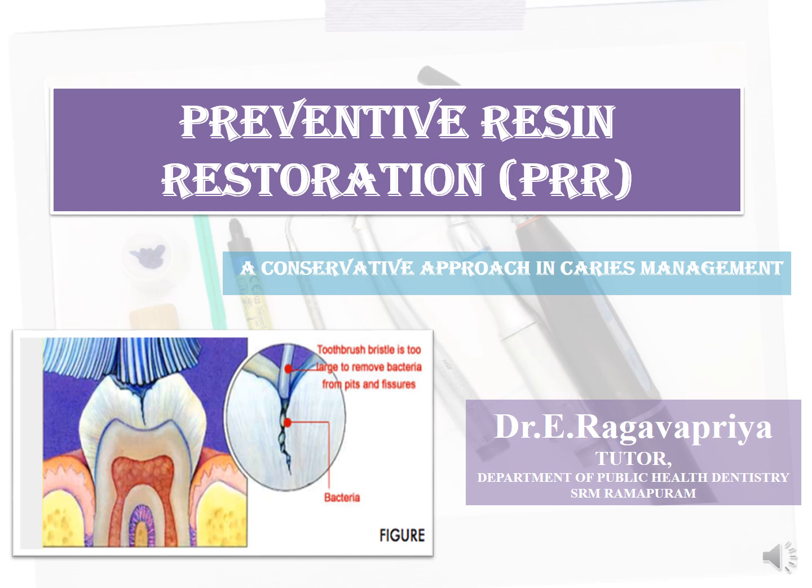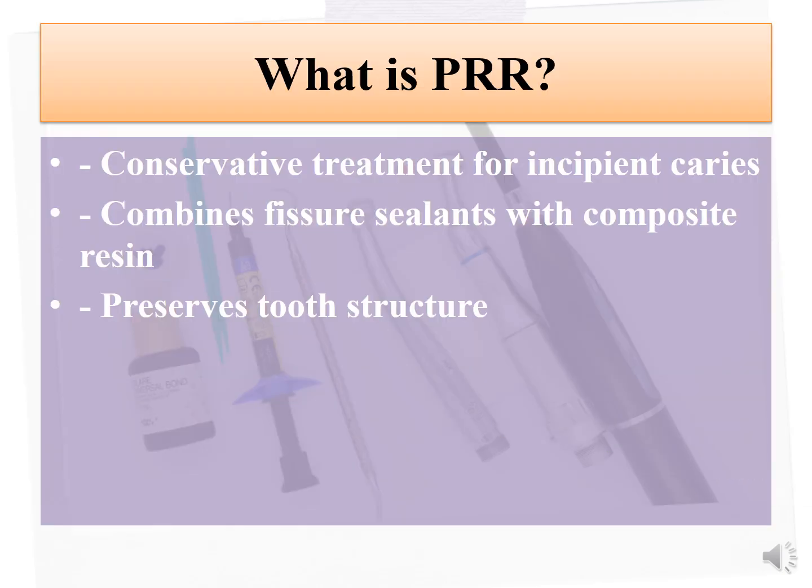This is an important conservative technique in dentistry that focuses on preventing caries progression while at the same time restoring small defects. It represents a modern shift in dental practice from aggressive cavity preparation to preservation of tooth structure. Over the next few minutes, we will go step by step through its definition, indications, types, clinical procedure, and its significance in preventive dentistry. What is PRR? Let us begin with the definition.